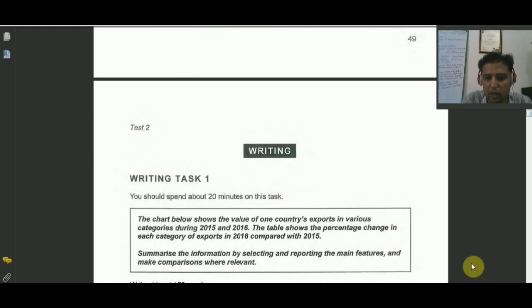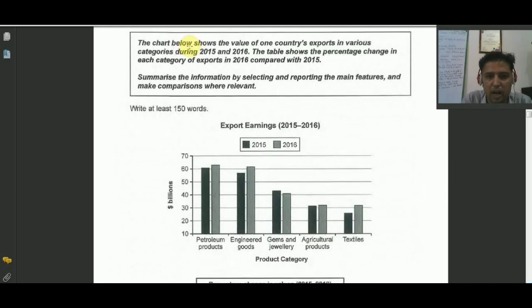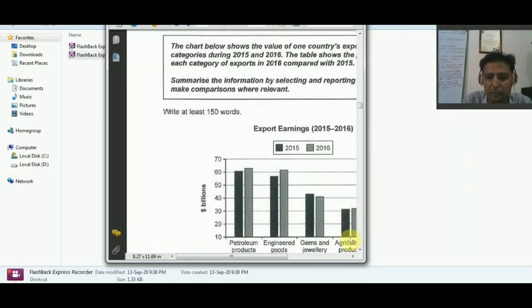So here is your introduction. The chart below shows the value of one country's export in various categories during 2015 and 2016, which we have understood, and the table shows the percentage change in each category of export in 2016 compared with 2015, which too we have understood. So students, that is your task, which now we will start solving.